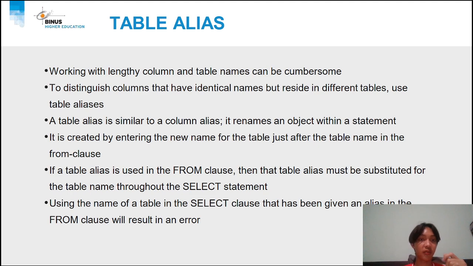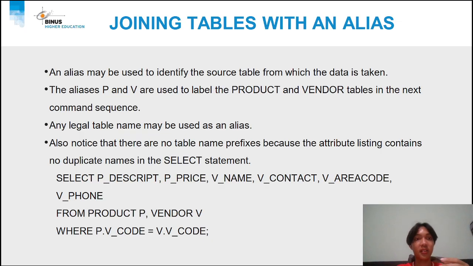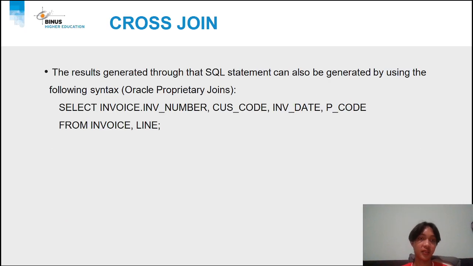And the table alias is like working with only column and table names to distinguish the columns, and also a table alias is similar to a column alias. It renames an object within a statement, and also using the name of a table in the SELECT clause that has been given an alias will result in an error. And in here, there is joining tables with an alias. An alias may be used to identify the source table from which data is taken. Aliases P and V are used to label the product and vendor tables in the next command sequence. And also any legal table name may be used as an alias.